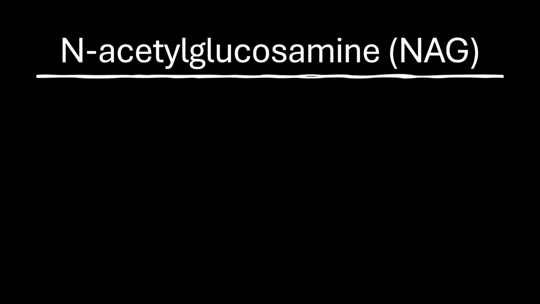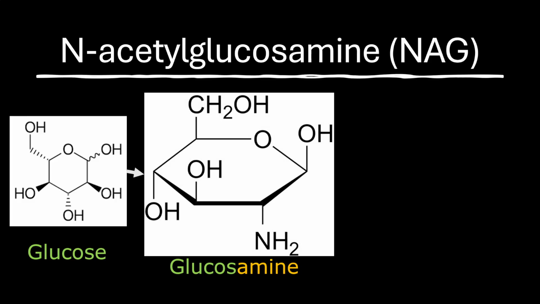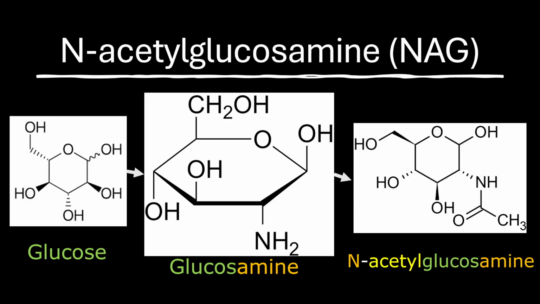Let's build some NAG from a simple glucose molecule. Here's the structure of glucose. Notice the hydroxyl groups attached to the carbons. But there aren't any amino groups or acetyl groups, just hydroxyl for now. By adding an amino group, this molecule's name changes to glucosamine. Finally, we can add an acetyl group to that amino. Doing so changes the molecule's name to N-acetyl glucosamine, or NAG.